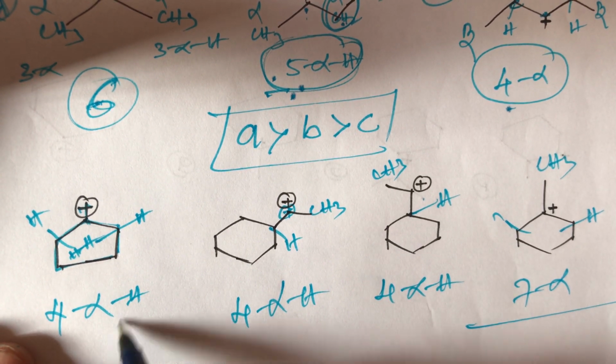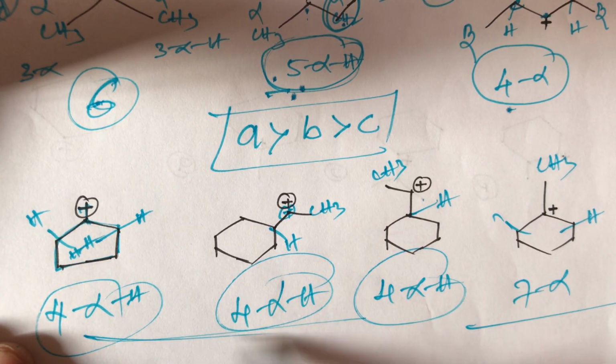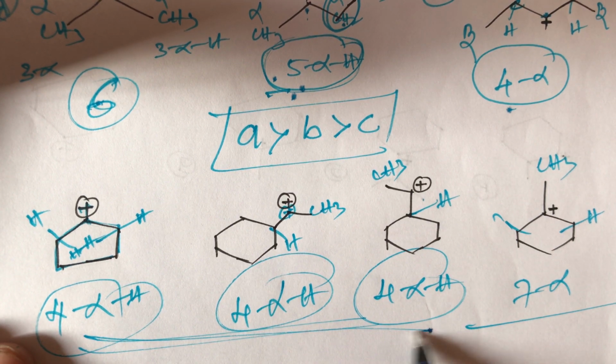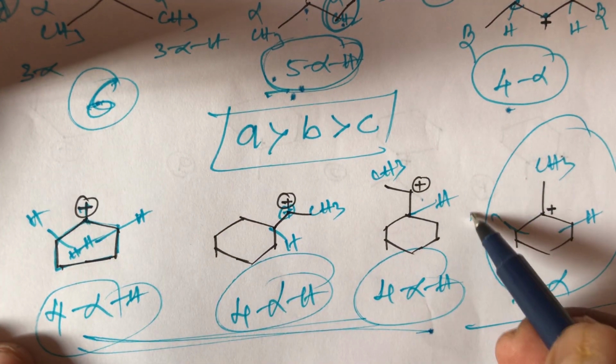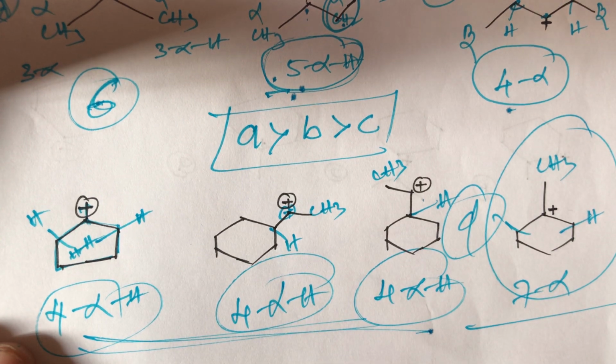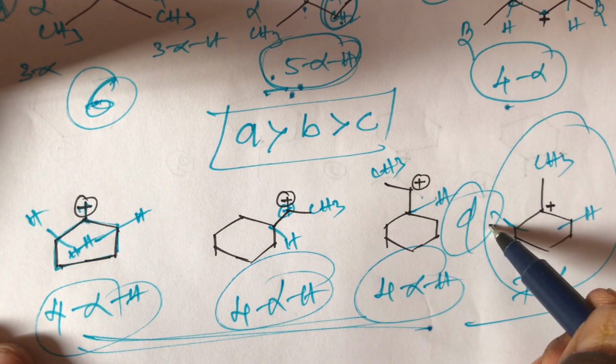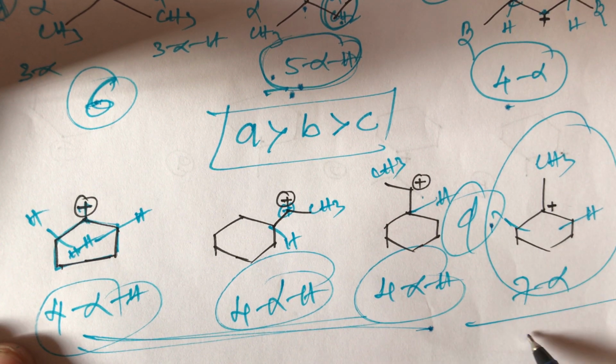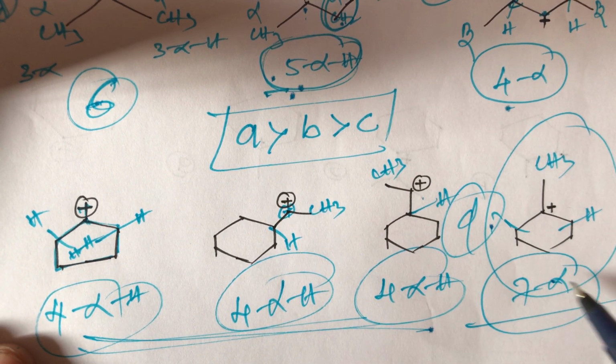So these 3 are all equal, students. The highest stability is compound D, which is more stable than the other 3. So out of these 4, which one is more stable? Compound D is more stable. Why? Because it has the most alpha hydrogens, 7.